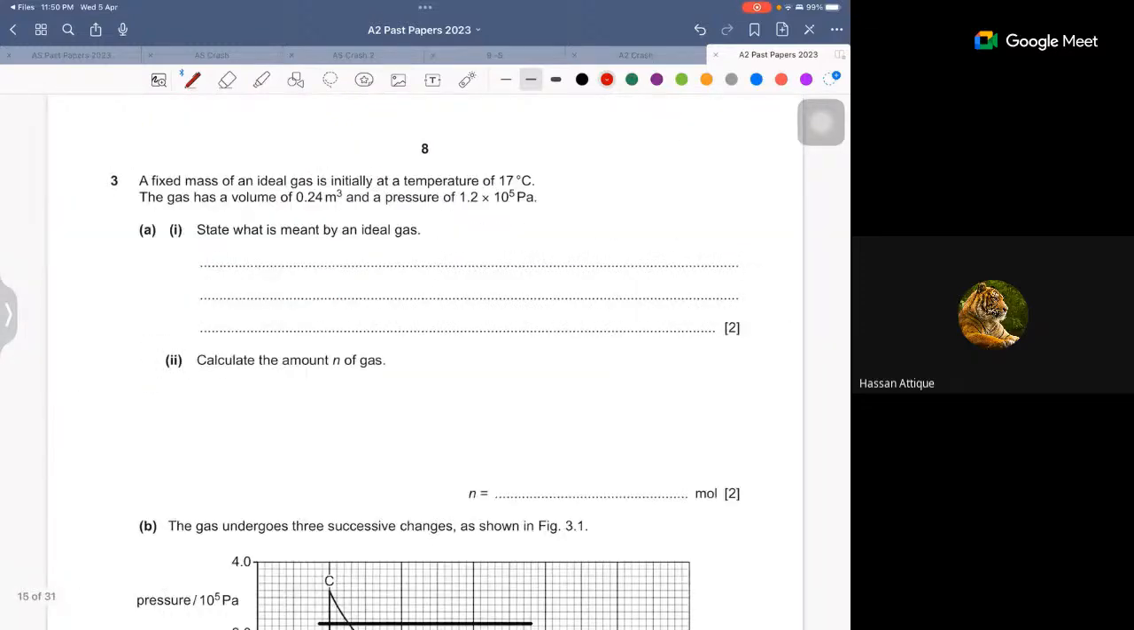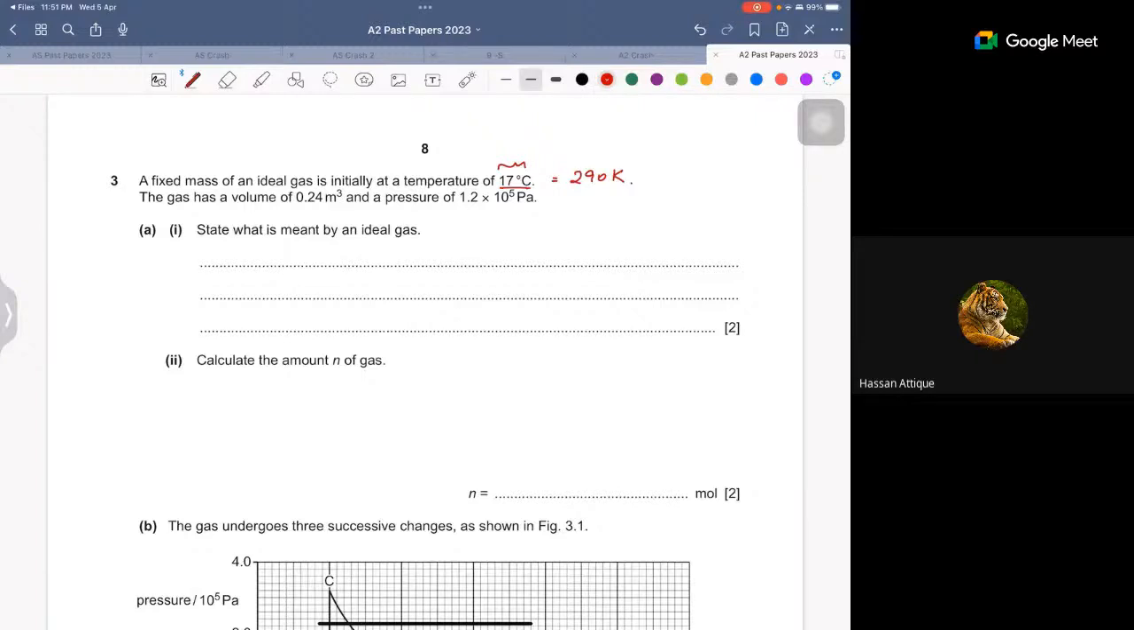Okay, so going to the next. Ideal gas question. A fixed mass of an ideal gas is initially at this. So the moment you see this, you've got to convert this. You convert this, 273 plus this will be 300 kelvins, right? Is it 390 or 290? I think it's 290, right? It's 290 kelvins. And the gas has the volume of this and the pressure all.